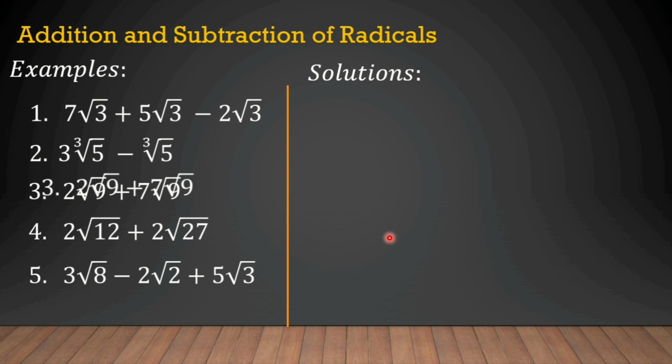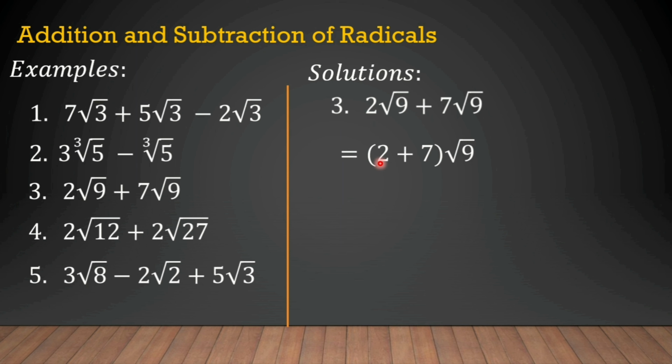Okay, next, let's have number 3 example. 2 the square root of 9 plus 7 the square root of 9. Okay, so here in number 3, the index is still the same and the radicand is also the same. So, we can add them. We add the numerical coefficients 2 and 7. 2 plus 7, then copy the common radicals, which is the square root of 9. Then, 2 plus 7 is equals to 9.